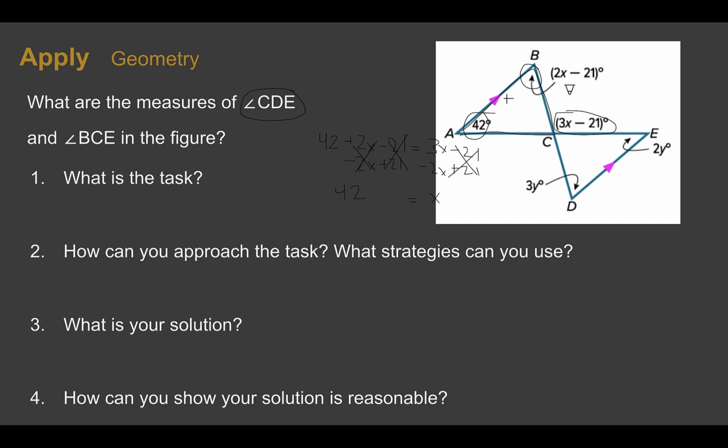Now, neither of these angles are x. X is inside the parentheses there. So to solve for what that angle is, I actually need to plug in what x is. I could do it with this one, or I could do it with the one down here. But since I'm trying to figure out BCE, I might as well do it to the one I'm trying to figure out. So 3 times 42 is 126, minus 21 is 105. So BCE is 105.